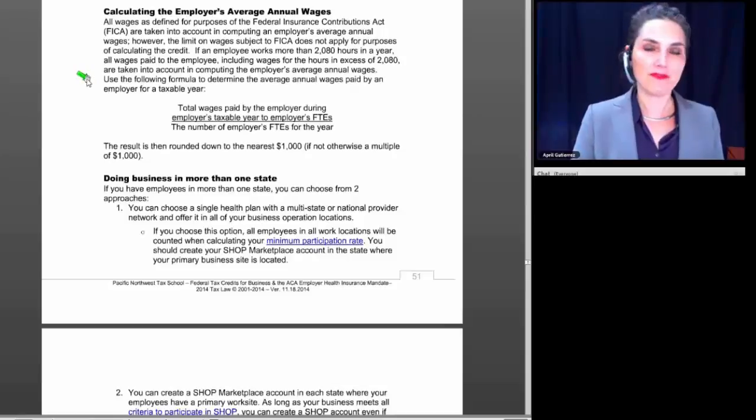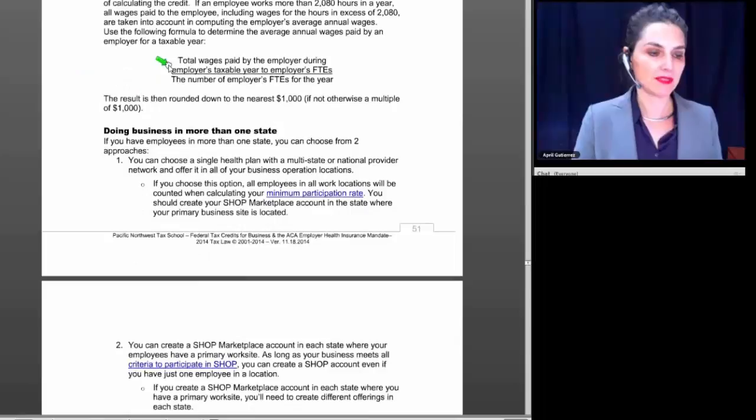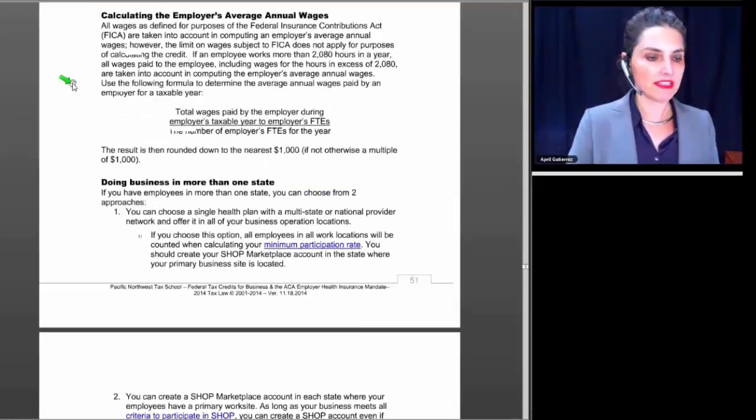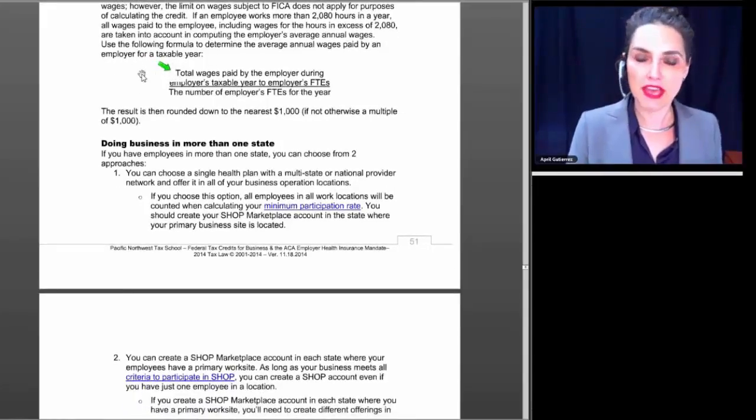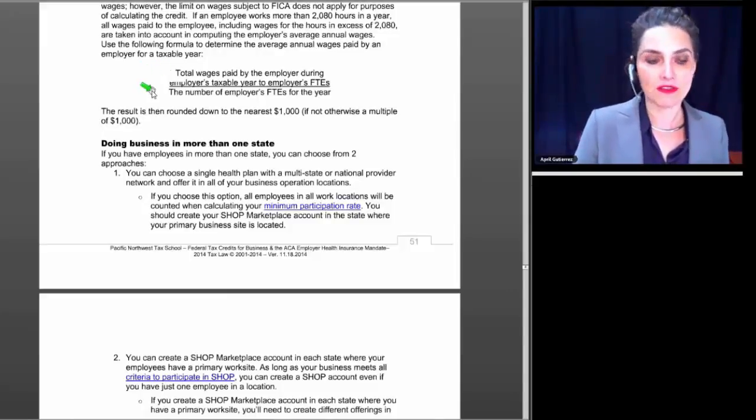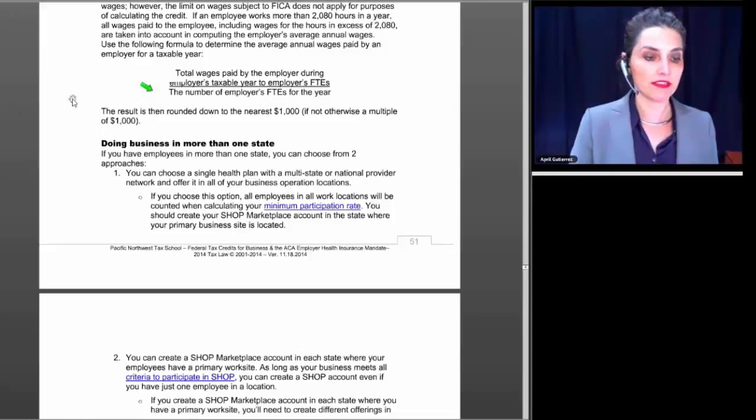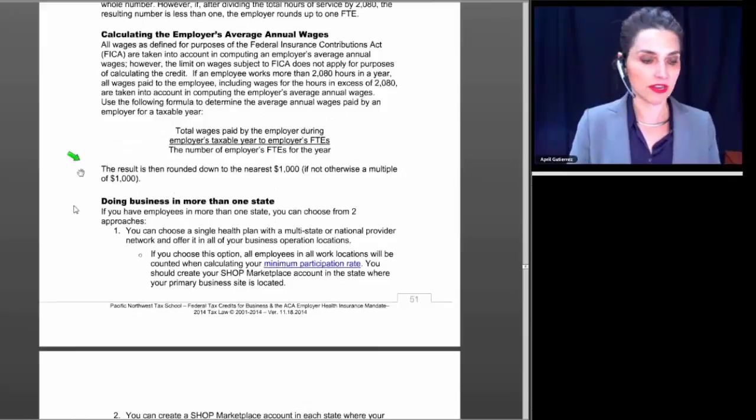Use the following formula to determine the average annual wages paid by an employer for the year. You take the total wages paid by the employer during the year to that employer's eligible full-time employees. You then divide that total wage by the number of eligible full-time employees to get the number that you're looking for the year. And the result is then rounded down to the nearest $1,000. And clearly, if it pushes you over $50,000, there's no credit.